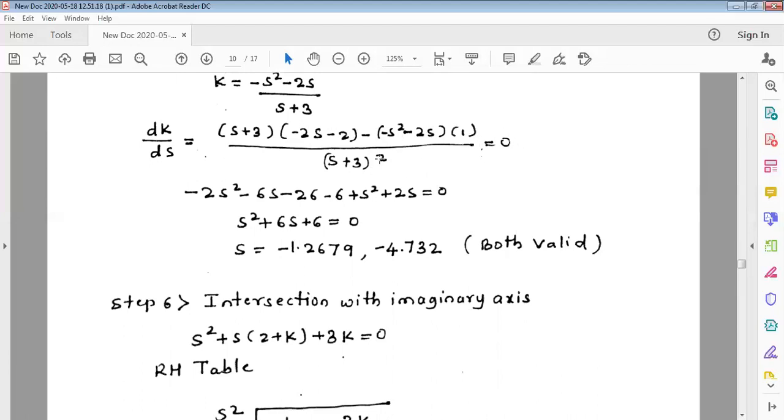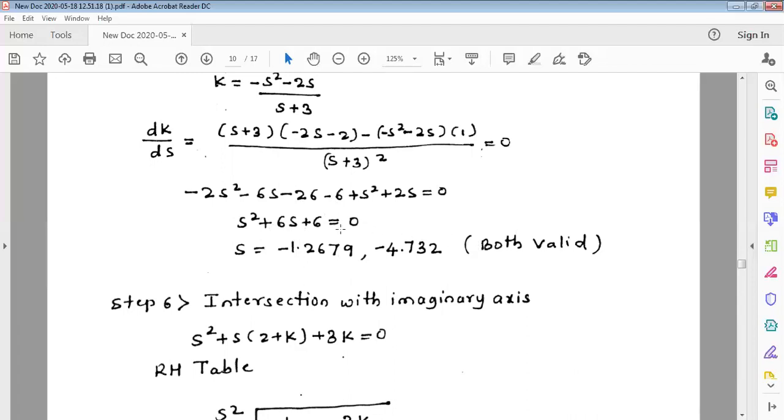Just to simplify this one: minus 2s square minus 6s minus 2s minus 6 plus s square plus 2s is equal to 0. So therefore s square plus 6s plus 6 is equal to 0. If you are using a calculator and simplify this, s will become minus 1.2679, then minus 4.732.